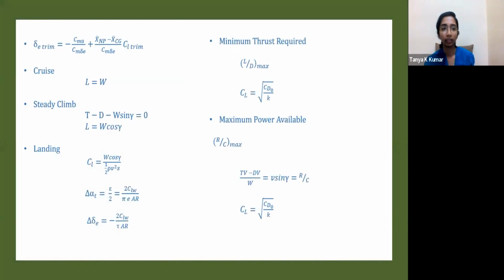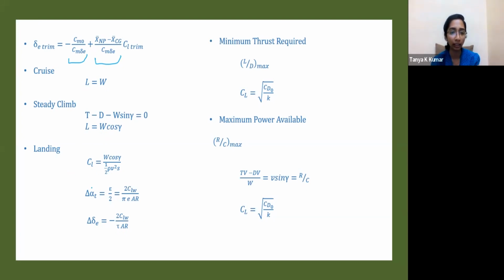Okay. Now we move to week 4 content. I'm just going to go over a few concepts that Sir discussed. Delta E trim, the equation that we know from the previous lectures, is the same. This is the intercept and this is the slope, positive intercept, negative slope. Then Sir discussed the cruise, steady climb and landing configurations. For cruise, we have lift equal to weight. For steady climb, these are the same equations from your airplane performance course.